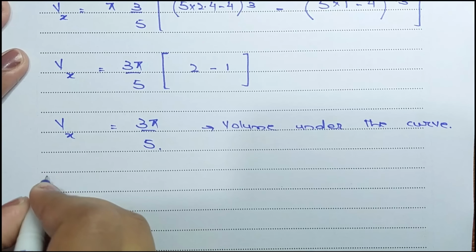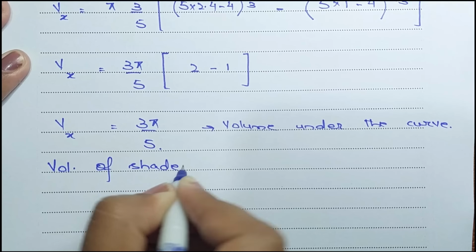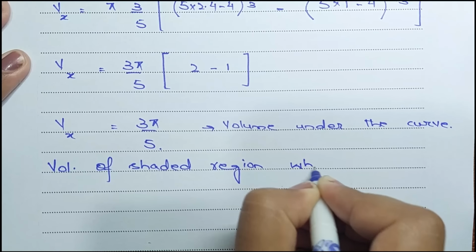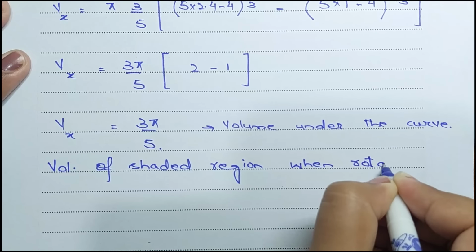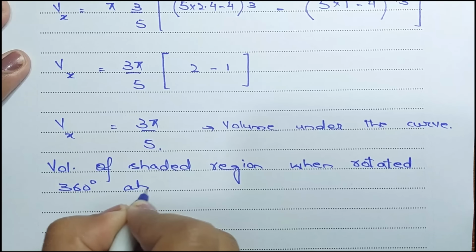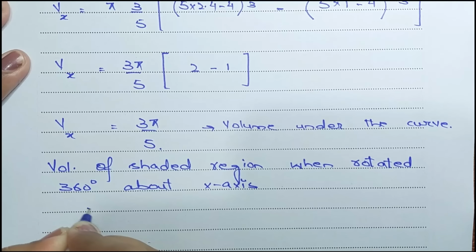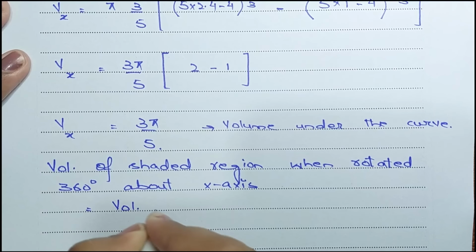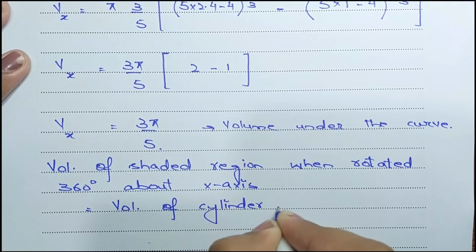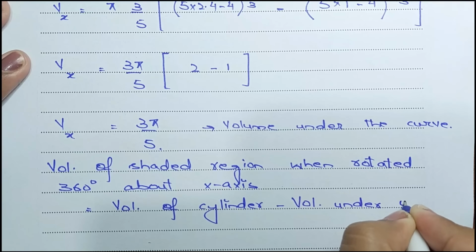Okay, so volume of shaded region when rotated 360 degree about x-axis. What is that volume? This is equal to volume of cylinder, the whole one, subtract volume under the curve.